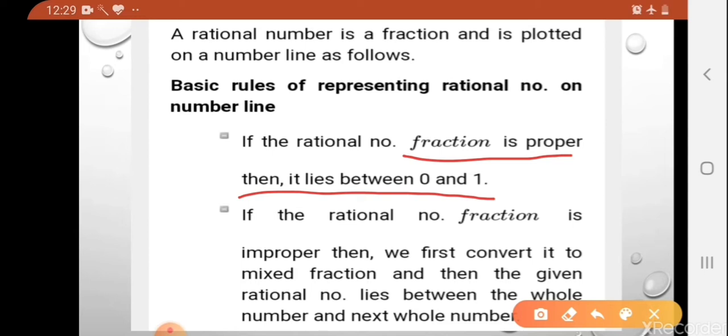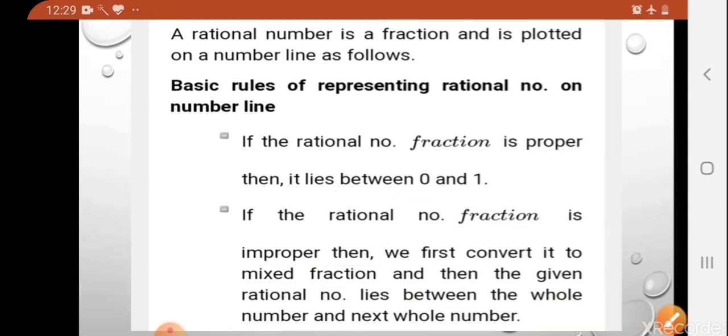Next one. If the rational number fraction is improper, then first we have to convert it into a mixed fraction, and then the given rational number lies between the whole number and the next whole number. Whatever whole number comes, that rational number will lie between that whole number and the next whole number. Clear? So two rules are there.